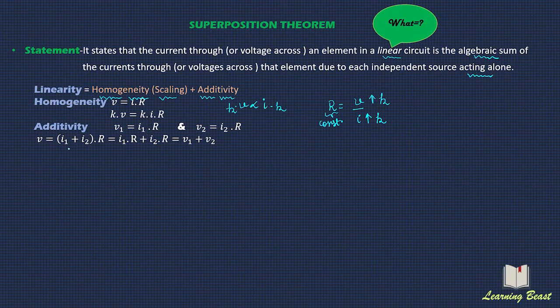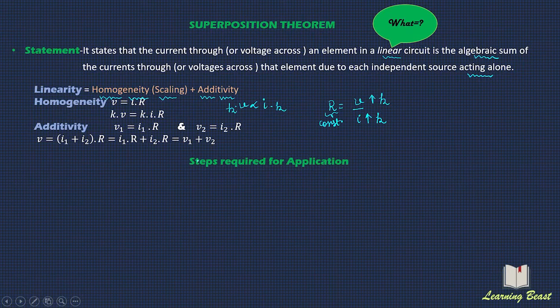Now we have applied the current in any circuit like I1 plus I2, which is the resultant of these two, into R. If we open this, it is I1 into R plus I2 into R, where I1 into R is V1 and I2 into R is V2. So output is also V1 plus V2. It means that if the input current is the summation of two input currents, then the output should also be the summation of two outputs that are created due to each individual current.